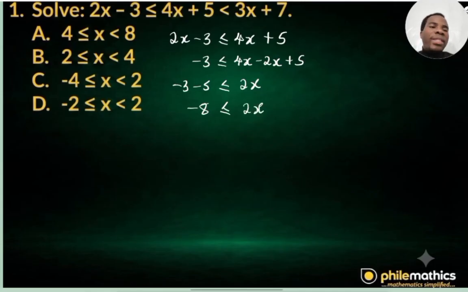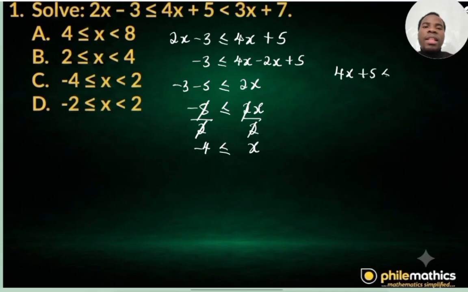And now I can divide both sides by 2 to look for what x is. Divide by 2, divide by 2. So 2 cancels 8, 2 cancels 2. So I have minus 4 is less than or equal to x. Then I will now solve 4x plus 5 less than 3x plus 7. 4x minus 3x plus 5 less than 7, because 3x minus 3x is 0.